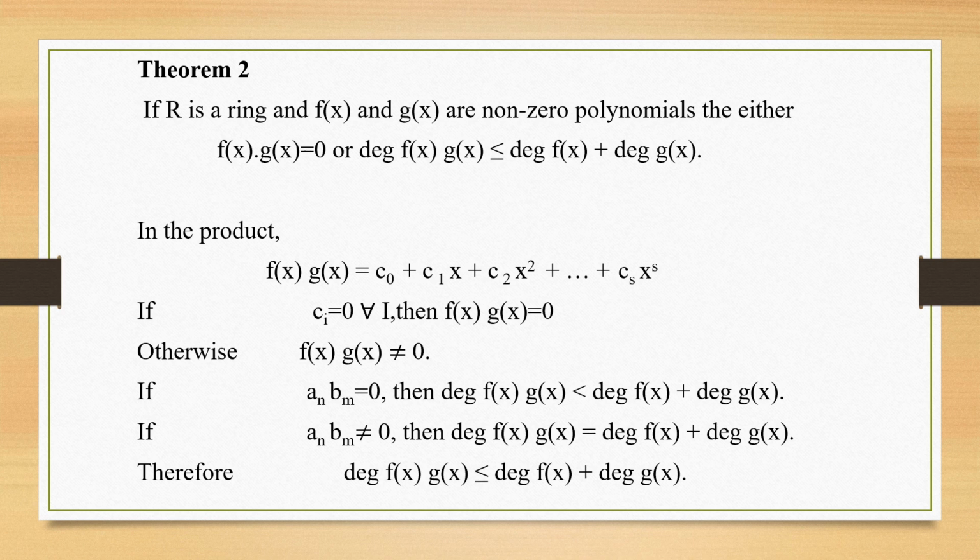If an bm is equal to 0, then the degree of f of x into g of x is less than the degree of f of x plus degree of g of x. If an bm is not equal to 0, then the degree of f of x g of x is equal to degree of f of x plus degree of g of x. Therefore, combining these two, I can say degree of f of x into g of x is less than or equal to degree of f of x plus degree of g of x.